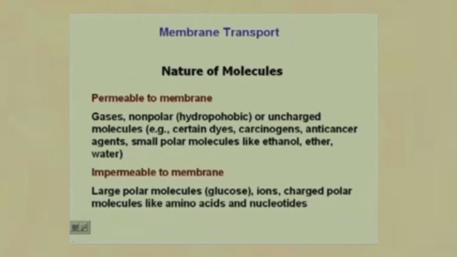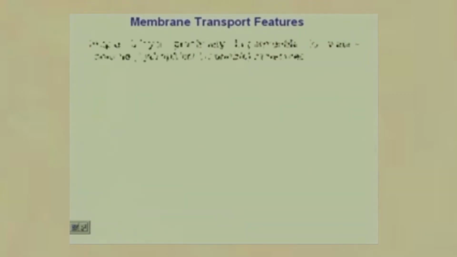these would be impermeable to the membrane because, as I mentioned, since we have this hydrophobic lipid layer, it is unlikely that it is going to allow a charged molecule to pass through. So you have to have some channel or some way that the molecule has to get through. So considering what could happen, let's see what some of these transport features are.